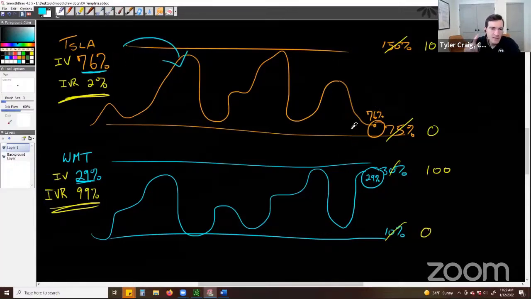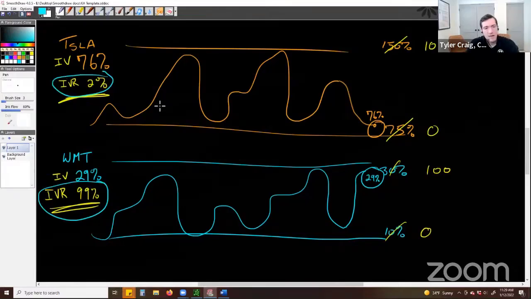But the IV rank does it for you. It equalizes it for you. I know the 99th percentile is the upper end of the range for Walmart. That tells me Walmart options are expensive right now. I know the second percentile is the lower end of the range for Tesla. Tesla options are actually cheap at 76%. Okay, so here's the key takeaway. You might have to watch this a couple of times because I went quick. The key takeaway is IV rank equalizes the implied volatility. Okay, that's one key takeaway.